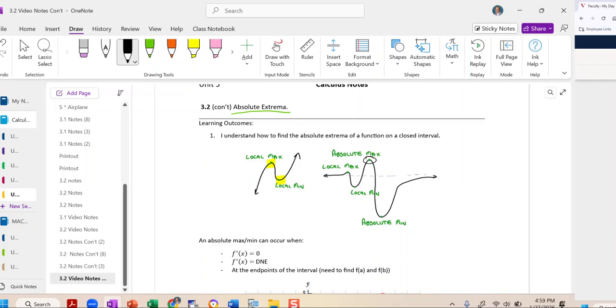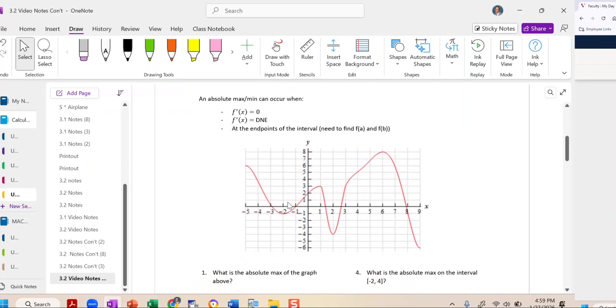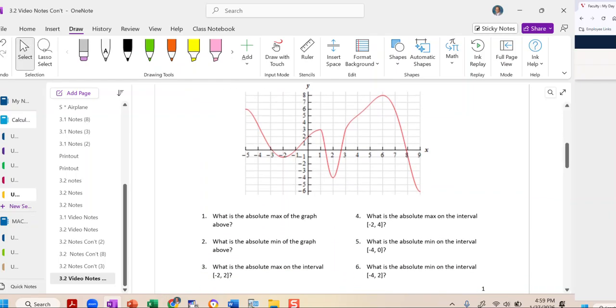So this is an absolute maximum. This is an absolute minimum, whereas here's a local minimum and local max, because those are a peak or a valley. There are three different spots where an absolute maximum can occur. The first one is where the derivative is equal to 0, or if the derivative is undefined, or at the endpoints of an interval. So if you look at this graph here, what is the absolute max of the graph?